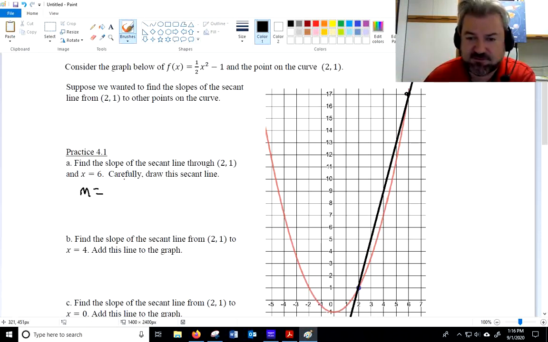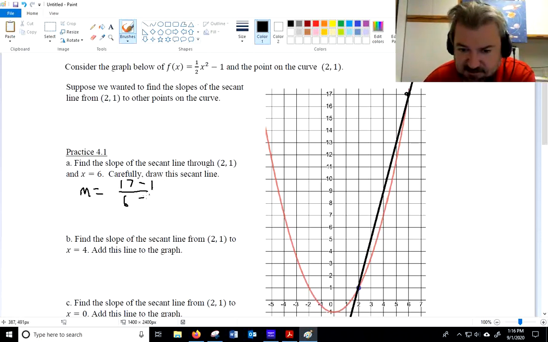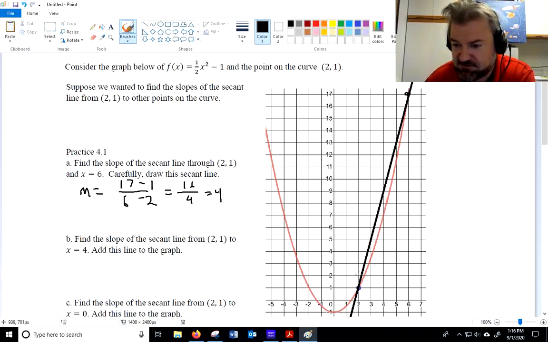The slope is this y coordinate, 17, minus this y coordinate, which is 1, over this x coordinate, which is 6, minus this x coordinate, which is 2. So I get 16 over 4, which is 4. That is the slope of the secant line. It's up 1, 2, 3, 4 over 1.